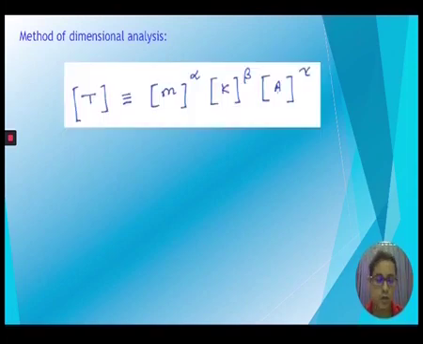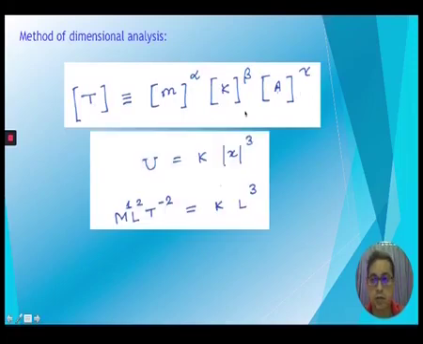In dimensional analysis, the time period is going to depend on the mass m, the stiffness constant k, and the amplitude a. You know how to do dimensional analysis. So let me say m is raised to the power alpha, k is raised to beta, and a to gamma. From the potential energy expression, energy has a certain dimension. From here you can find the dimension of k. Energy is mass into acceleration into distance, right?